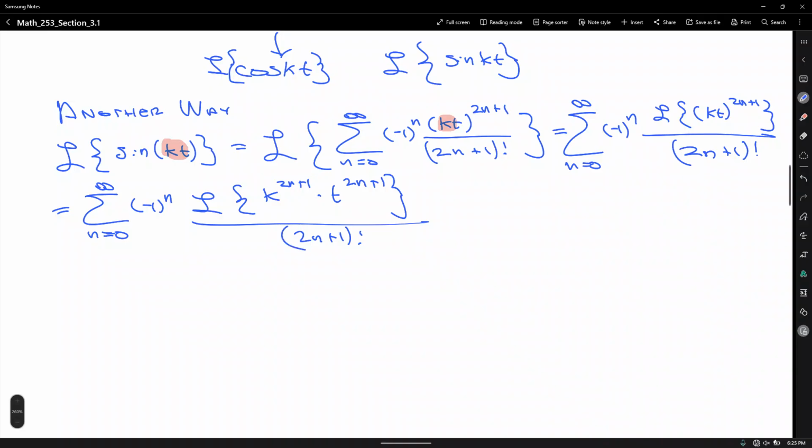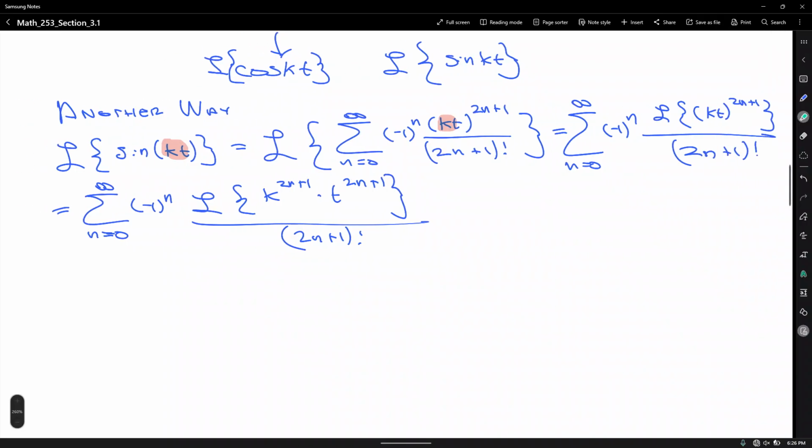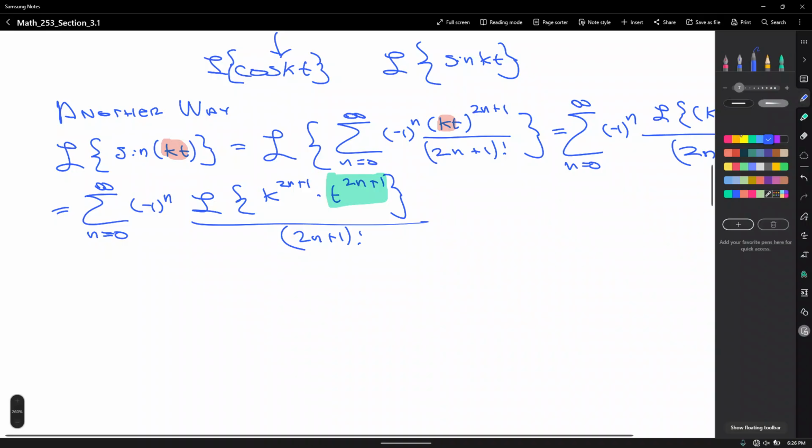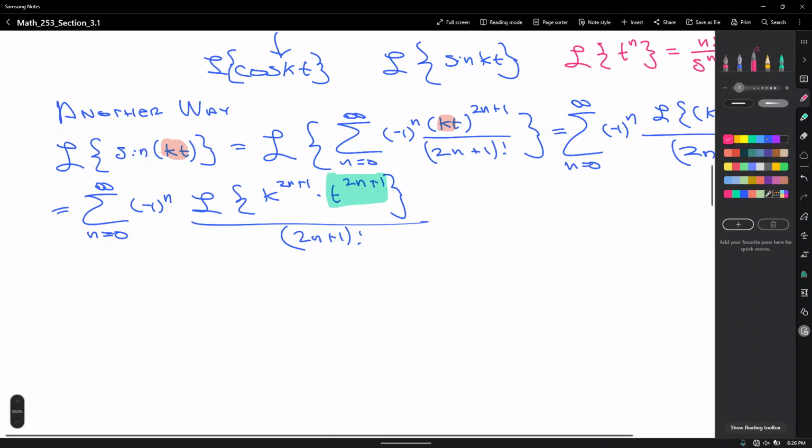Essentially, all I'm going to do here is take the Laplace transform of a function of t. That's a power function, right? Again, let's recall that the Laplace transform of t^n equals n factorial over s^(n+1). So that means, check this out.